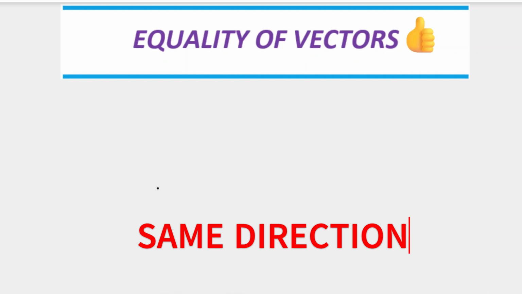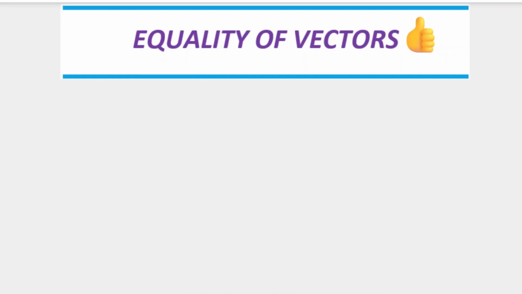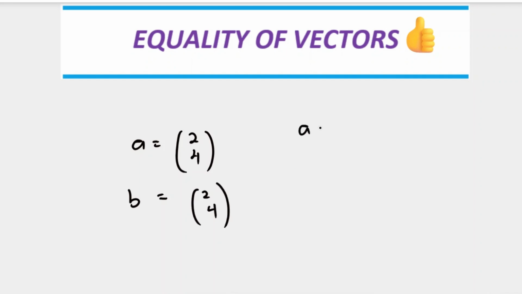Now, in terms of components, that is this. Assuming we have the vector A, which has components 2, 4, and another vector B also has the same components, 2, 4. You can clearly see that the vectors are the same because they have the same components. Because of that, we say their corresponding components are the same. So the vector A is equal to the vector B. A has components 2, 4, so it is equal to the vector B, which also has components 2, 4.